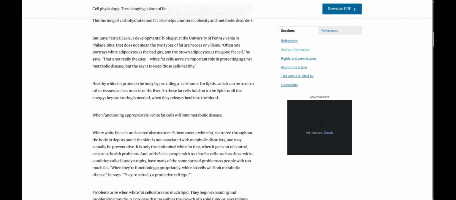Back to the article. Healthy white fat protects the body by providing a quote unquote safe home for lipids, which can be toxic to other tissues such as muscle or the liver. So these fat cells hold on to lipids until the energy they are storing is needed, when they release them into the blood. Again, scientific article. I mean, you see it, but starting a sentence with so is just an interesting choice.